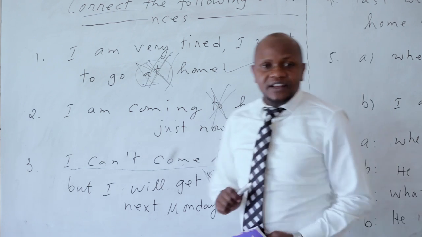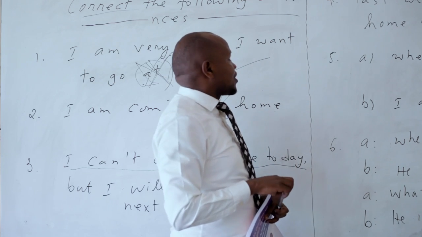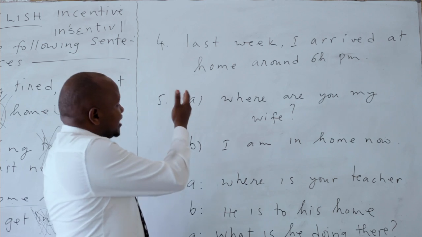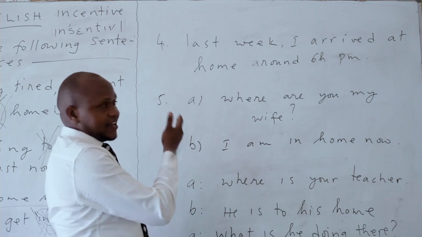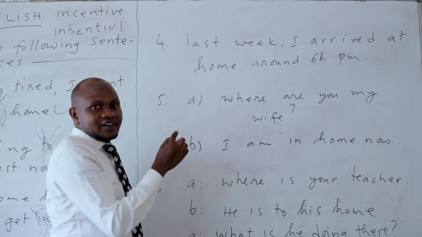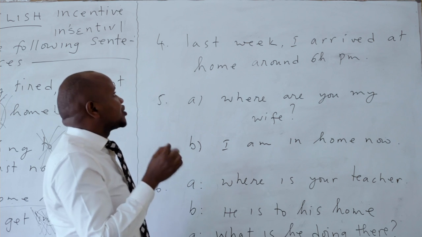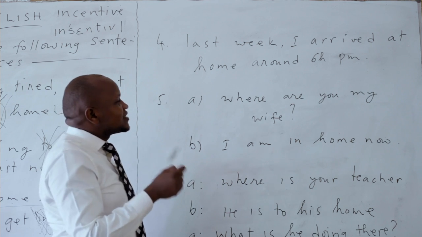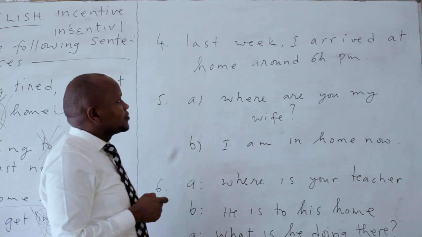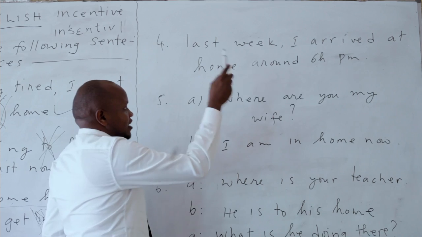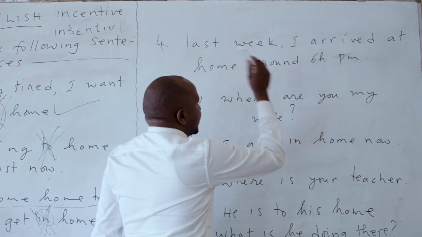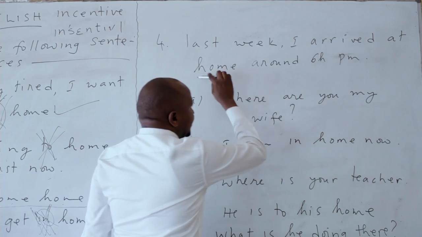Nice. Then let's go to the fourth sentence. Let's continue. This is number four sentence. Last week, I arrived at home around 6 p.m. Where is the mistake there? There is no mistake here.